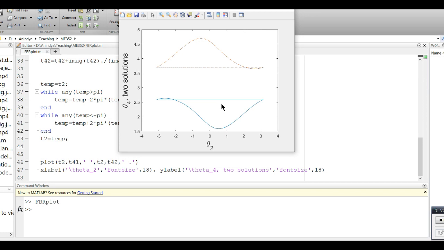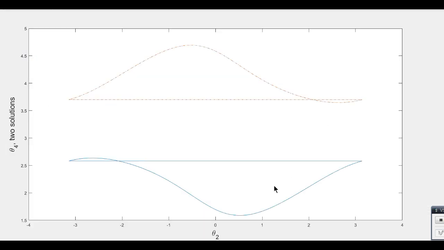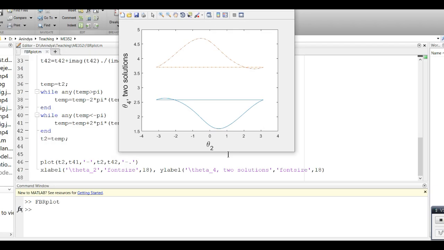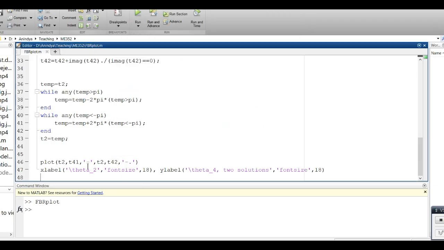It's giving me some plot. This is an instantaneous jump. I don't know why it is doing that, but if I plot it with just dots, then I should not have this difficulty.